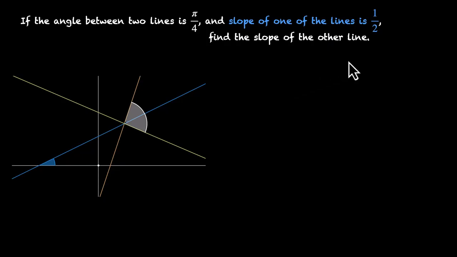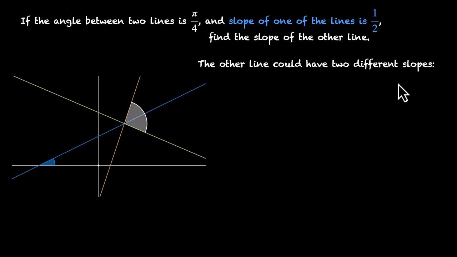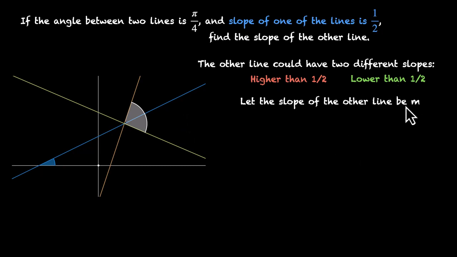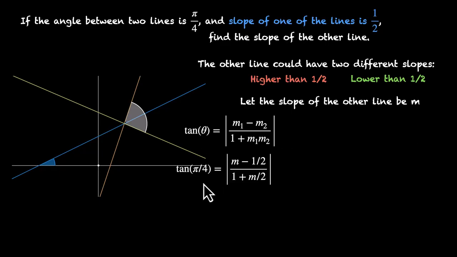Let's assume that the slope that we're trying to figure out is m. So this other line could have two different slopes. It could be higher than half or it could be lower than half. So this means this variable m will give us two values. So let's plug our value of m in this formula. Tan theta, where theta is the acute angle between these two, is mod of (m1 minus m2) by (1 plus m1 m2). Okay, here we know one of these slopes, that's half, and we need to figure out the other slope, that's m. So tan theta, this theta is pi by 4.